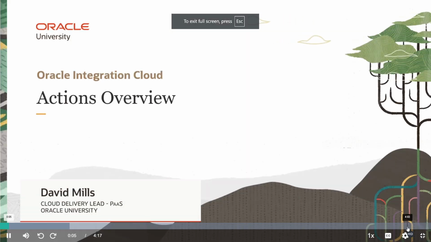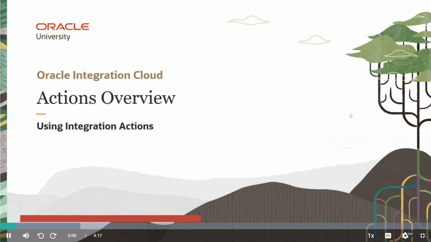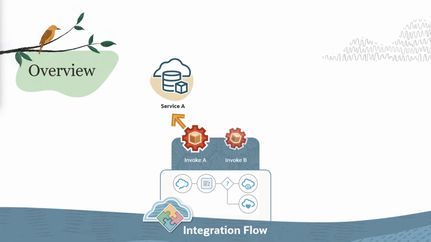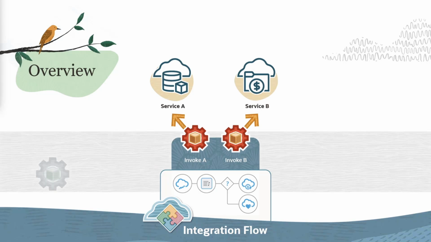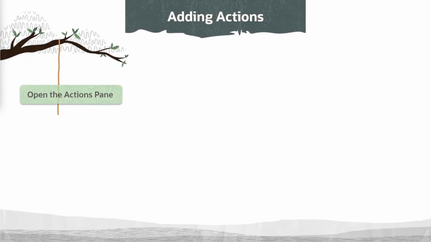Welcome. In this lesson, I'll provide an overview regarding the use of actions in an integration flow. As part of integration design, in addition to adding and configuring outbound invokes to access external services, you'll need to add and configure other actions to perform various activities to complete the logic of your integration flow implementation. For example, map actions. To add an action, you have a couple of methods.